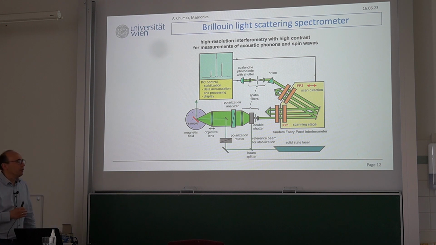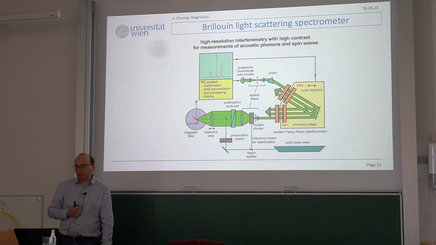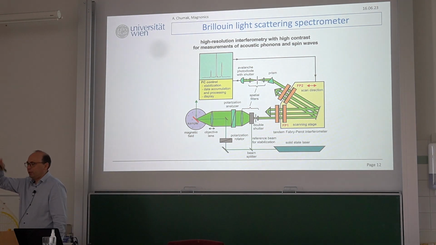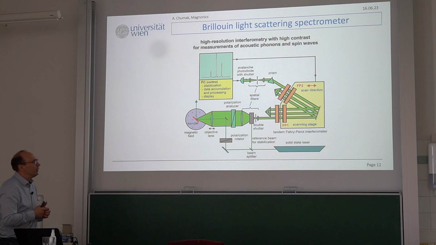It's important because when the laser hits your sample, it creates a thermal pattern, and magnetization is strongly dependent on temperature. So it means that your laser will change the properties of your sample, and therefore you want to decrease the power as much as possible in order to have the smallest influence of temperature on the sample.